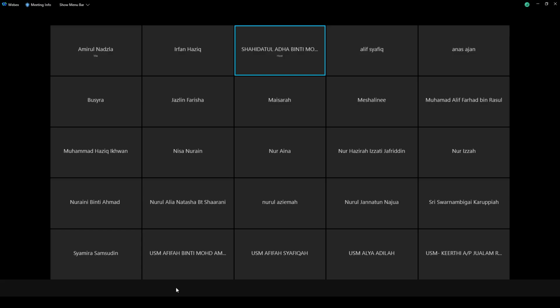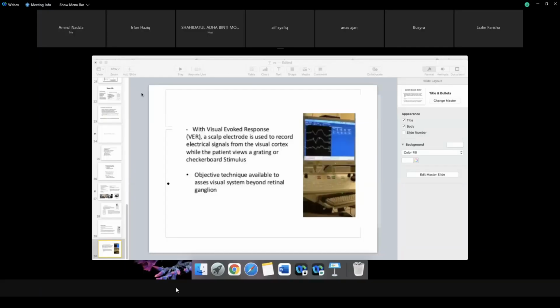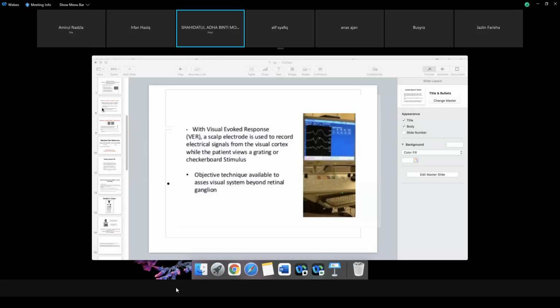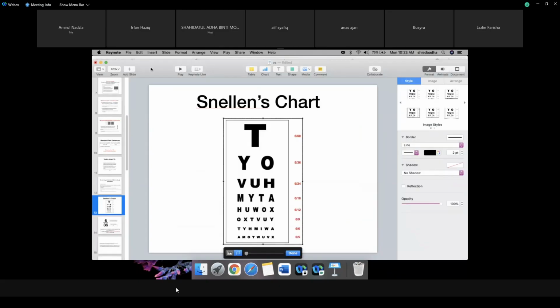Because we don't know the situation yet, we will see. It's good if you can practice how to test visual acuity. Later, if you have the practical sessions for visual acuity, you need to know how to do it and how to document it. When you assess, you will see. Let's say, wait, I'll show you, share screen. Okay, look here.